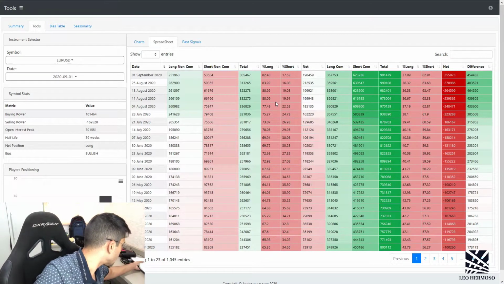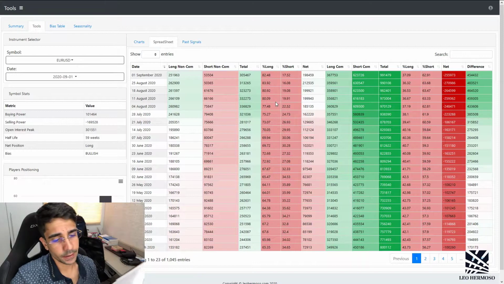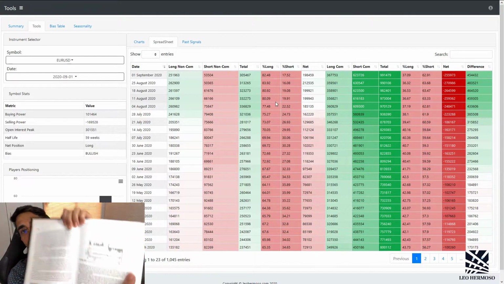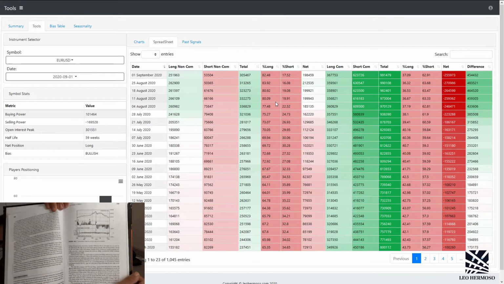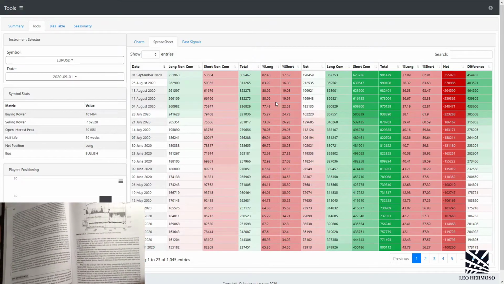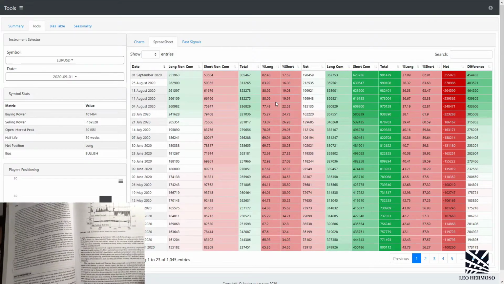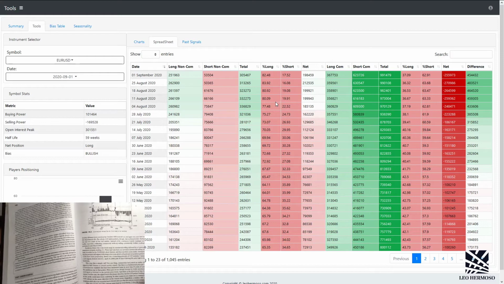I also posted this in the Forex weekly report, right here. You will not be able to see it, but it's the explanation of the top formation looking at COT data.